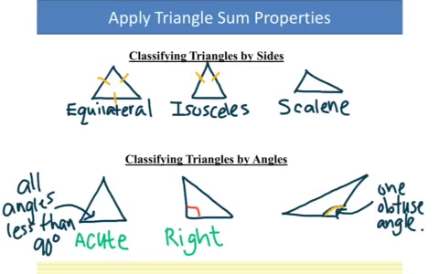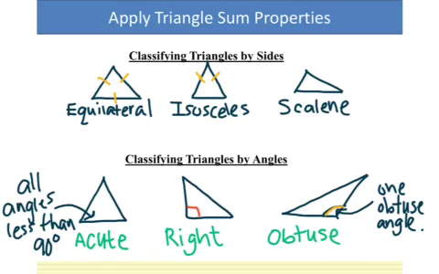And finally, a triangle with no sides of the same length is called scalene. We can classify triangles by their angles by saying it is acute if all the angles are less than 90. It is right if there is one right angle in the triangle. And it is obtuse if there is at least one obtuse angle.